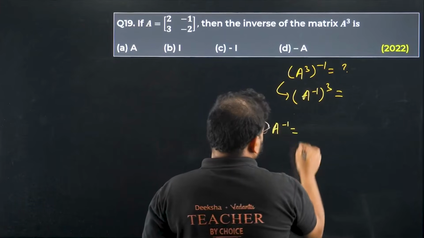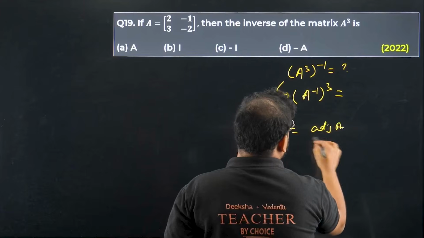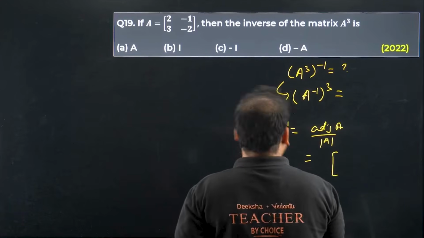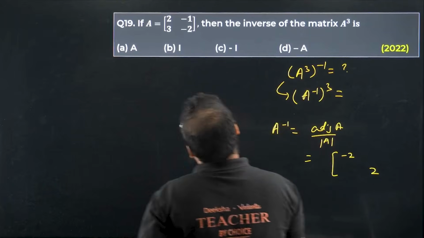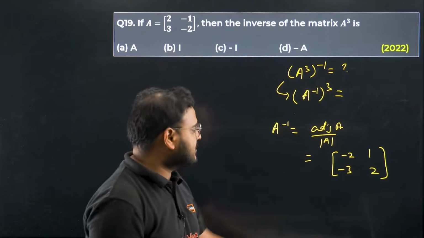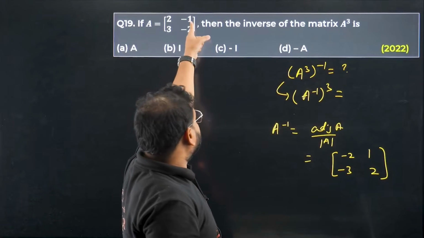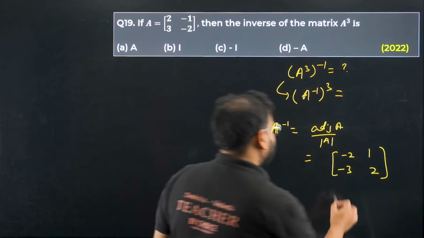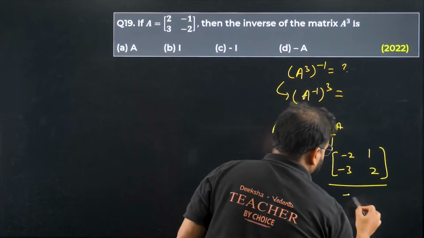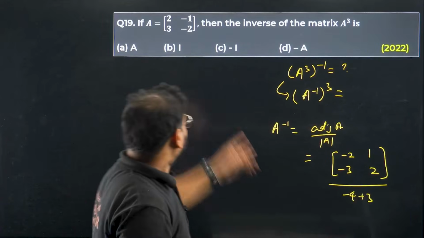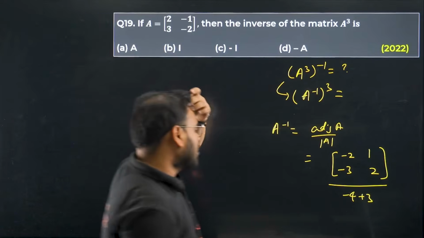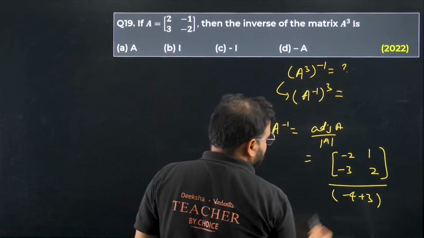So to find A inverse, we'll have adjoint of A by determinant of A. Adjoint of A is how much? Interchange the diagonals, so we get minus 2 and 2, and we get here plus 1 and minus 3. Please check. Minus 1 becomes plus 1, 3 becomes negative 3. Now the determinant of this: we'll have here minus 4 plus 3. 2 into minus 2 is minus 4, 3 into minus 1 is minus 3, which becomes plus 3 because of subtraction. So over here the answer is minus 1.